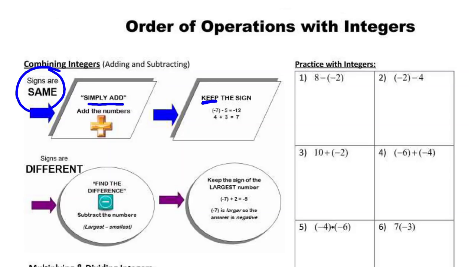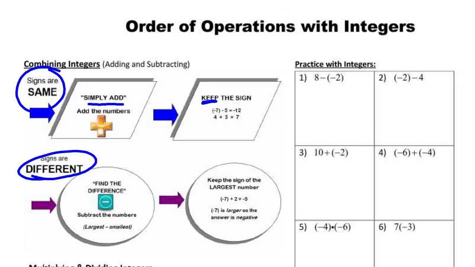If the signs are different, you're going to find the difference, or subtract the numbers, and then you'll keep the sign of the larger number. So if we look at the example -7 plus 2, well, they're different signs. So 7 minus 2 is 5, and then there's more negatives, so my answer is negative.